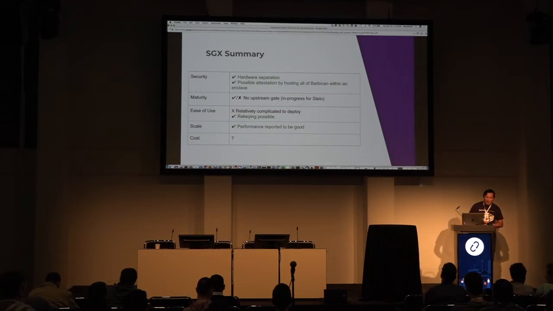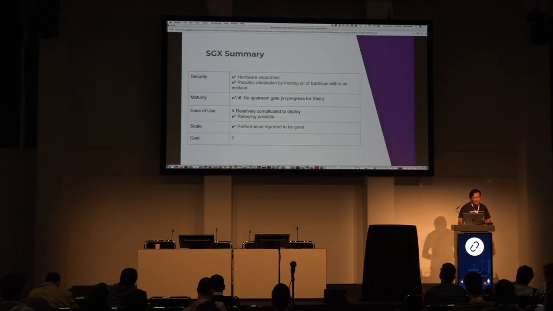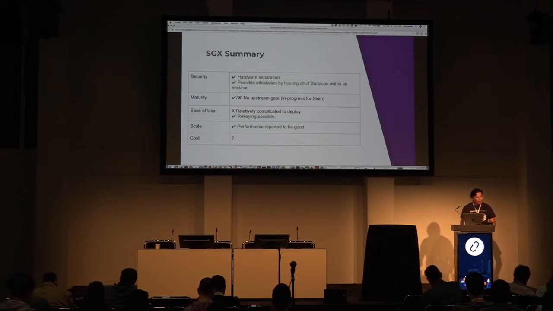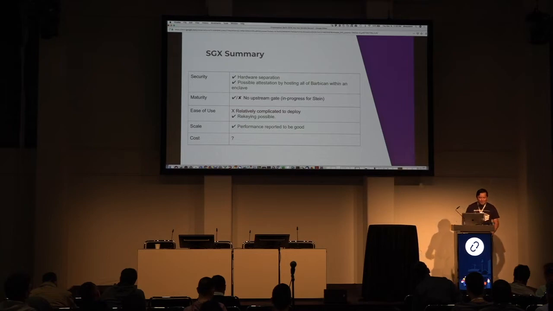Maturity right now, there's no upstream gate at this point, but they've been talking to us, and they plan for Stein to add an upstream gate. They have a hosted SGX enclave that we can point to, to be able to do an upstream gate to ensure that we don't break anything in future. So that could be really good in that case. So maturity could be good. It's relatively complicated to deploy, but again, it's a good solution. Rekeying is definitely possible, same sort of mechanisms as for the PKCS11. Performance has been reported to be good, and I don't really know what the cost is, but that's something you'd have to check with Fortanix.